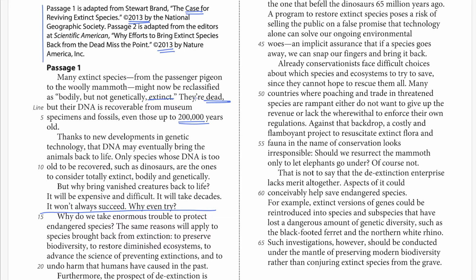So even though the animals are dead, and the bodies are not there, their specimens are stored in some place, right? And then you can do some science experiments, find the DNA strands, and actually recreate the animal somehow. Now, thanks to new developments in this technology, the DNA may eventually bring the animals to life. Only species whose DNA is too old to be recovered, such as dinosaurs, are the ones considered totally extinct. Of course, even these guys are extinct bodily, but these are also genetically extinct, because clearly the dinosaur DNA is too corrupted, even in the museums, to bring them back.